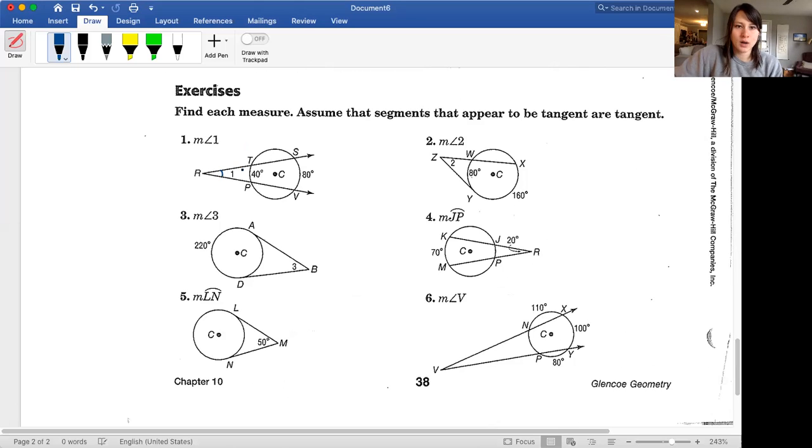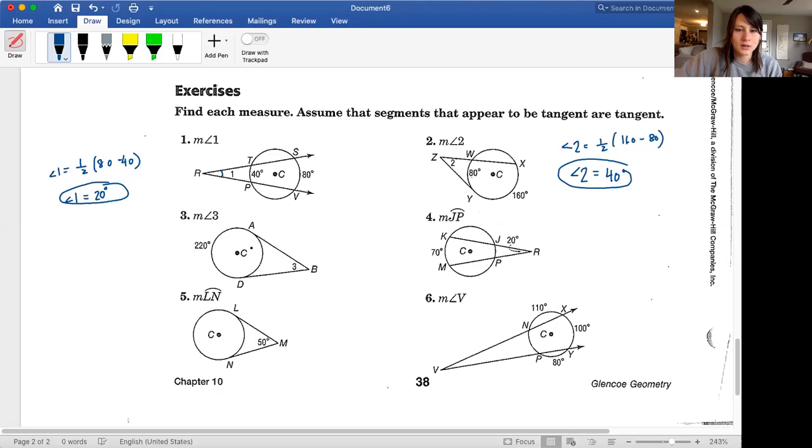Let's work some of these out. Looking for angle 1: 1/2 of big arc minus little arc. So 1/2 of 80 minus 40, which is 1/2 of 40. So angle 1 equals 20 degrees. Nice. Number 2, angle 2 is 1/2 of 160 minus 80. That means 1/2 of 80. Angle 2 is 40 degrees.